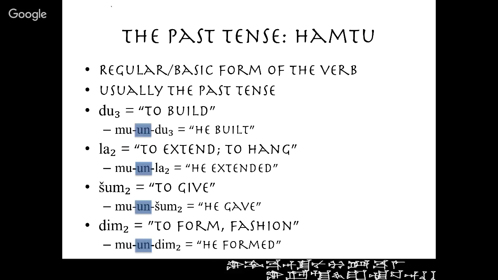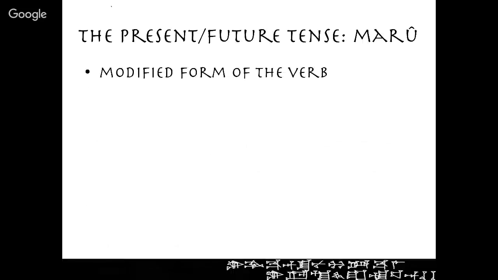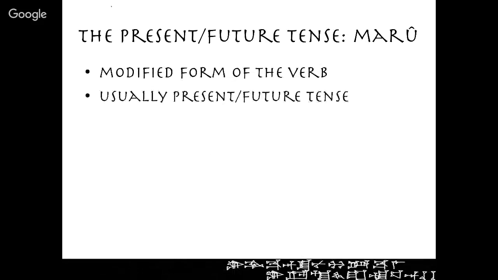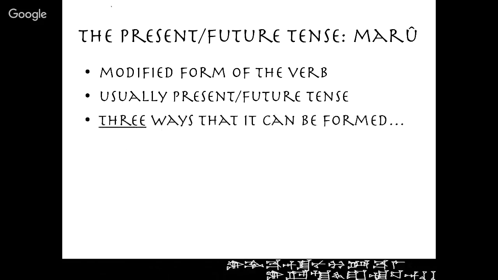If there's an N that appears before the verbal base, start thinking that's probably the subject of the sentence or the agent of the sentence. Okay? We're going to see what the Marû looks like here in just a second. Now, in the Marû, the modified form of the verb, it's usually the present or the future tense. And there are 3 ways that it can be formed.